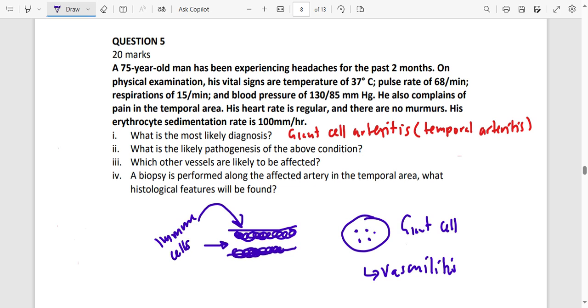Is there any addition or any question before we move on? Any addition?